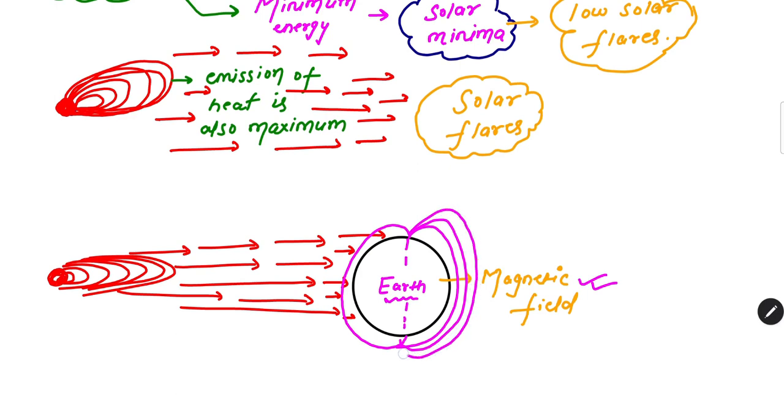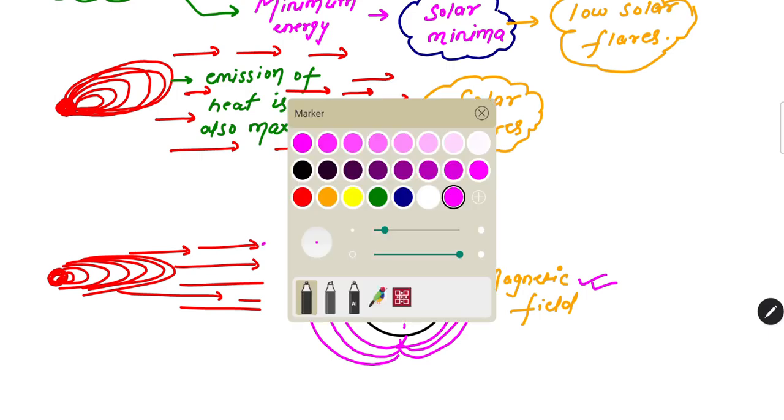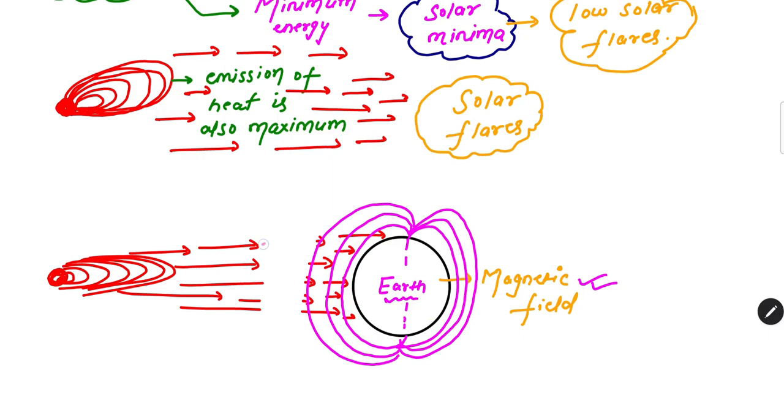It creates a magnetic field like this. And when it creates a magnetic field, whatever solar flares are coming from here get diverted. They don't come into the earth's magnetic field. They get diverted in this direction, like this. It will come here and get directed like this.